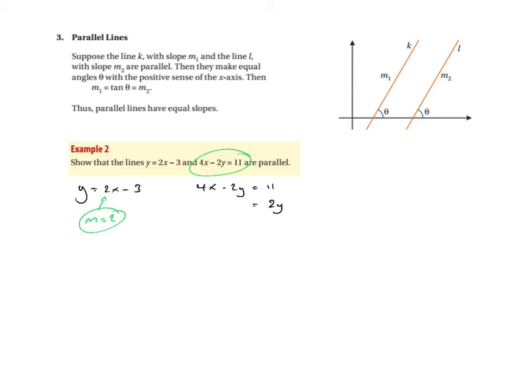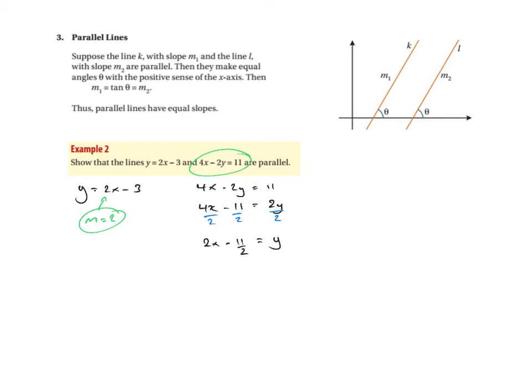And then I'm going to take the 11 across to the other side, so I've got 4x and I've got minus 11. I'm then going to isolate the y, so I need to get y on its own. So I'm going to divide this side by 2, which means I have to divide everything on this side by 2. And if I do that, I end up with 2y divided by 2 is just y is equal to, and you'll see I have 4x divided by 2, which is 2x, and I have minus 11 divided by 2.